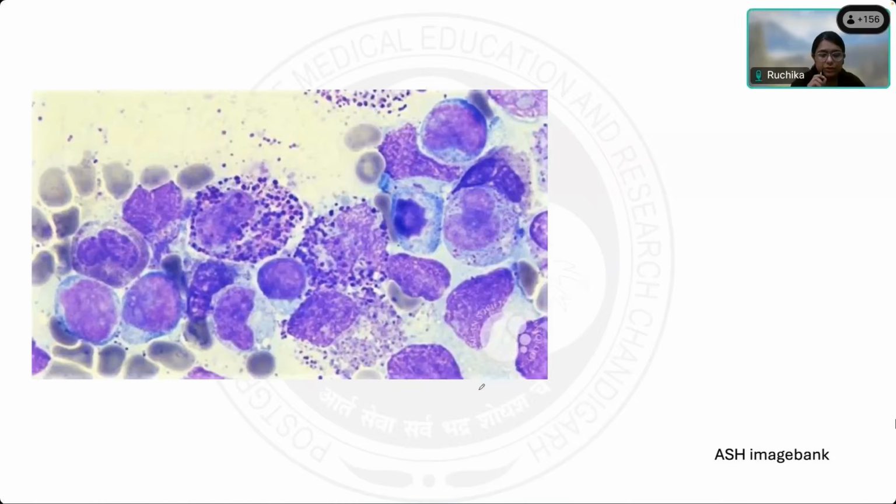So inversion. Inversion 16, correct. Inversion 16. You have eosinophils with this kind of granules. So this is one abnormality which might predict that there is an underlying clonal process, but not the others.